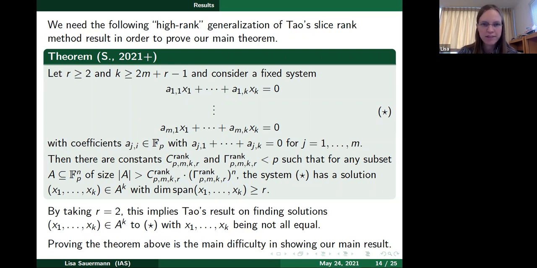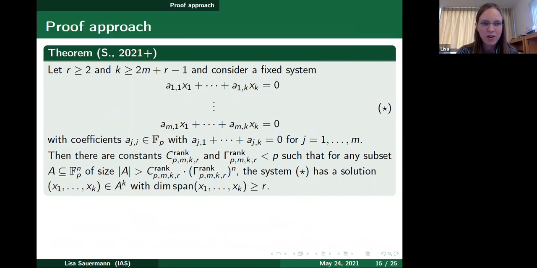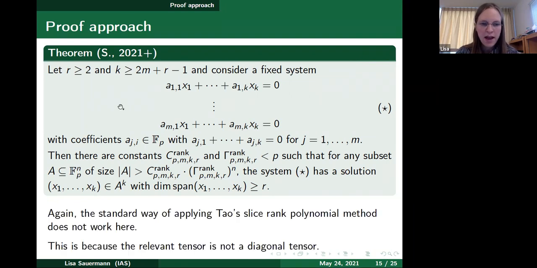So for that reason, for the rest of the talk, I'll basically only talk about the proof of this theorem, and then one can get the other one, but it's a bit of work, and I would say it's less interesting than the proof of this. So, let's talk about the proof approach to proving this theorem.